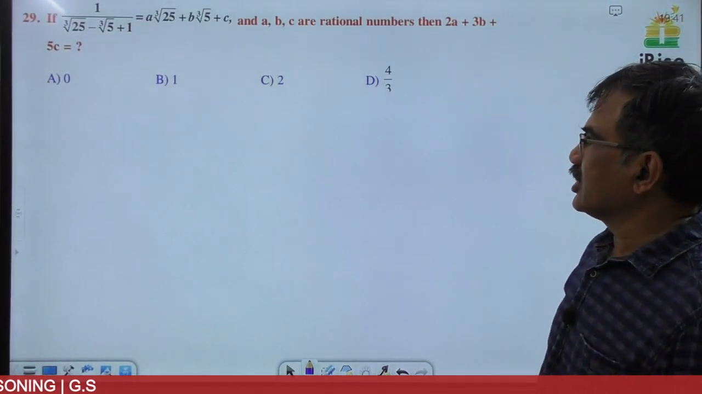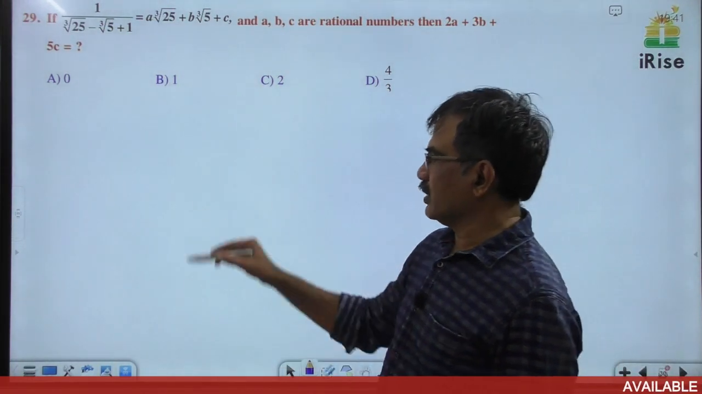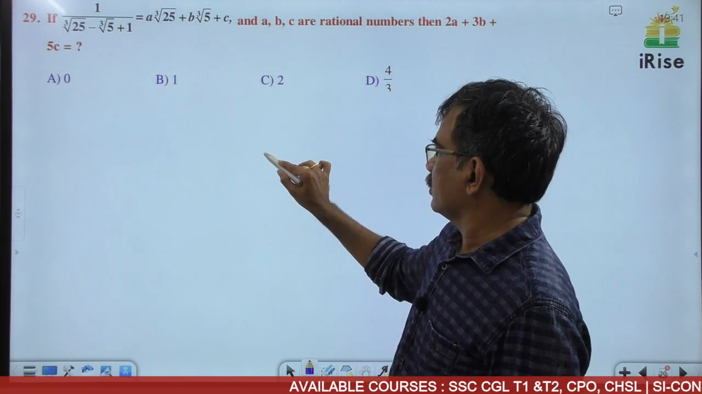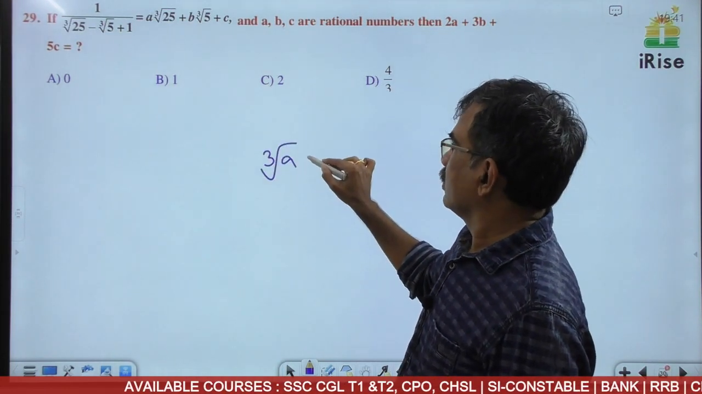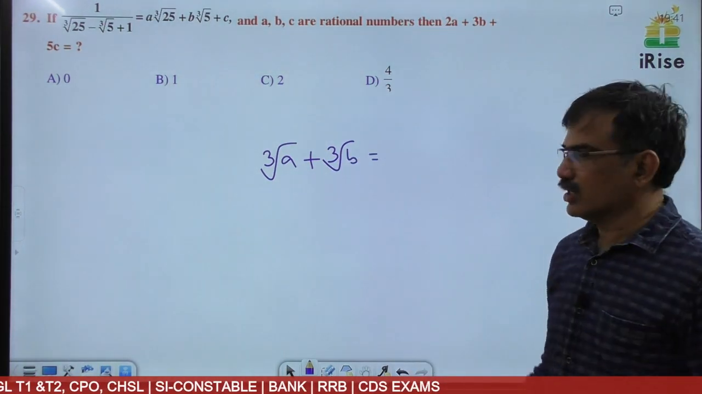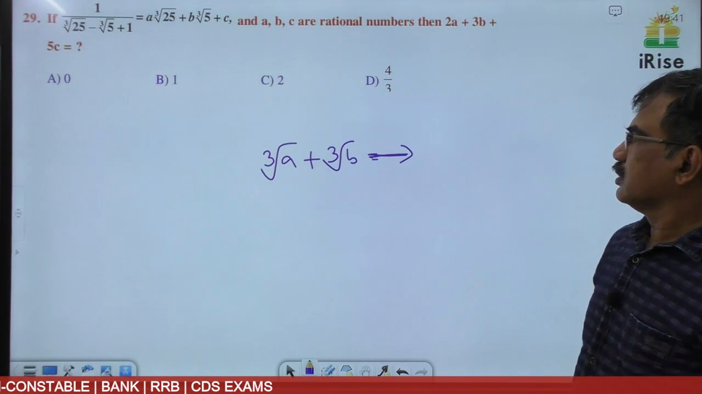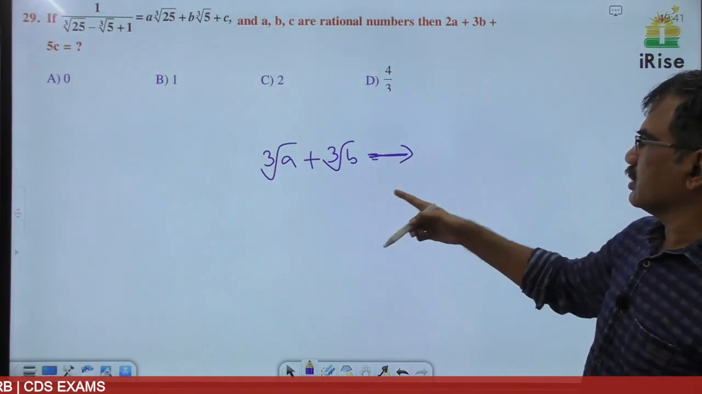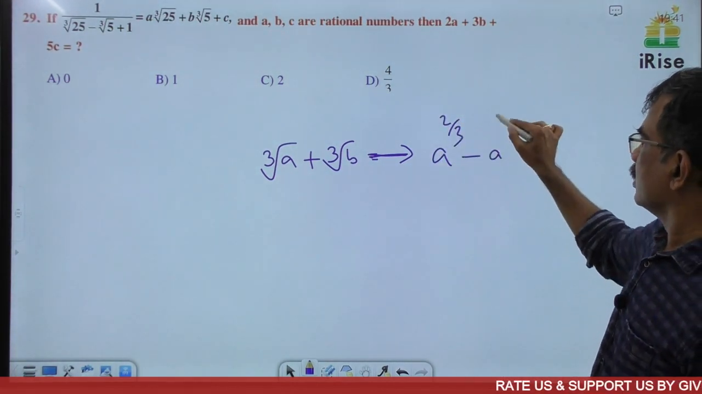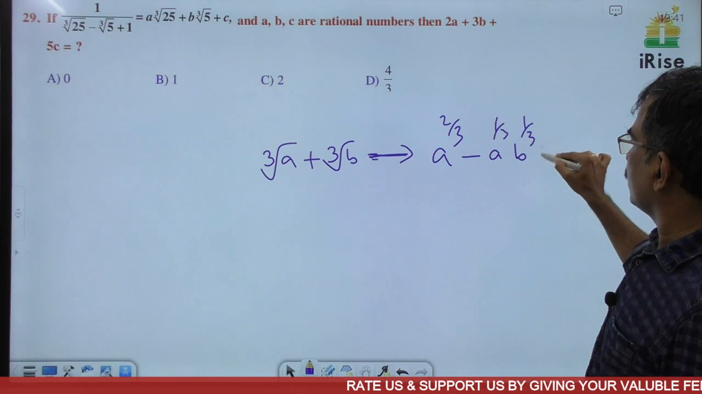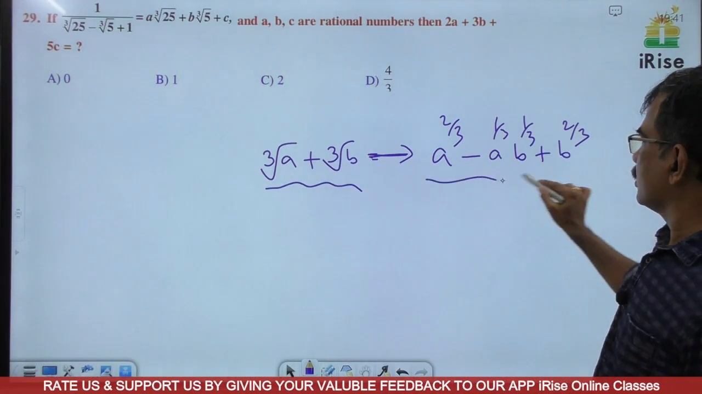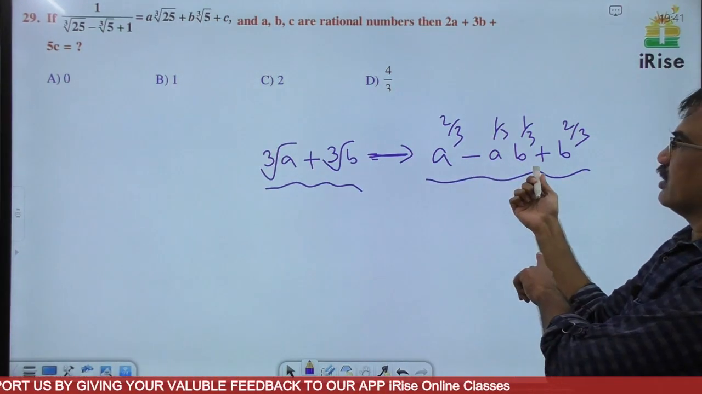Here is the rationalization of this one. What is the rationalizing factor of cube root of a plus cube root of b? The rationalizing factor of this one is nothing but a power 2 by 3 minus a power 1 by 3 b power 1 by 3 plus b power 2 by 3. The rationalizing factor of this is equal to this one. Similarly, the rationalizing factor of this is this one.